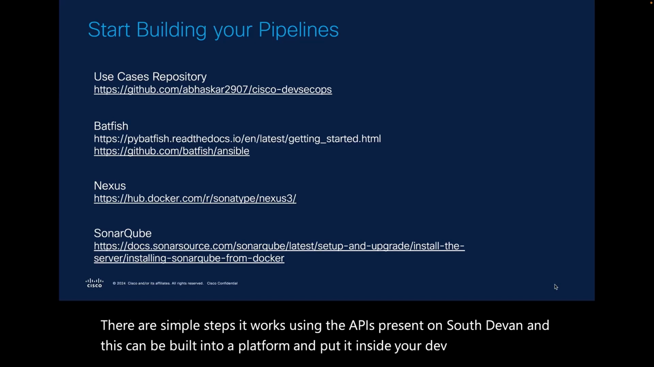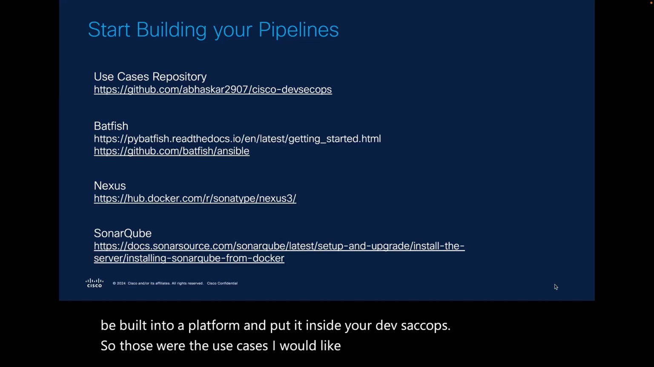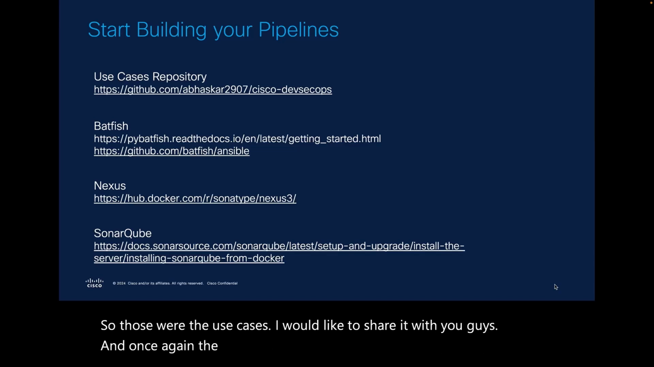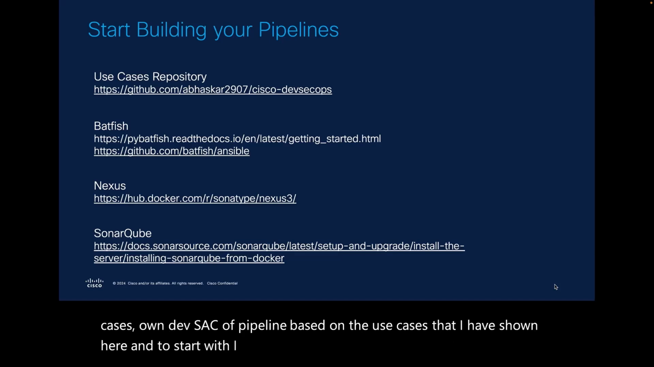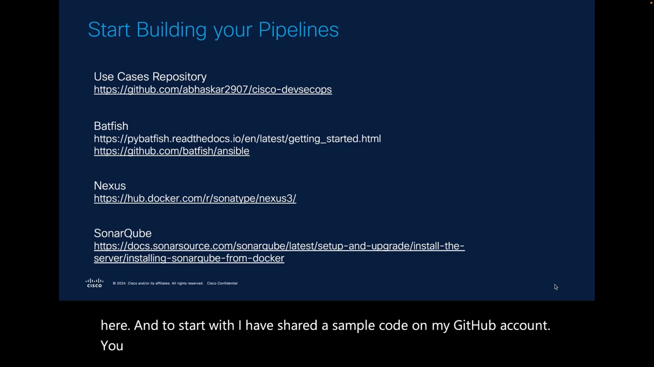So those were the use cases I'd like to share with you guys. And once again, the idea here is for you to start building your own use cases, your own DevSecOps pipeline, based on the use cases that I have shown here. And to start with, I have shared sample code on my GitHub account. You can look at it and start building CI pipelines based on that.